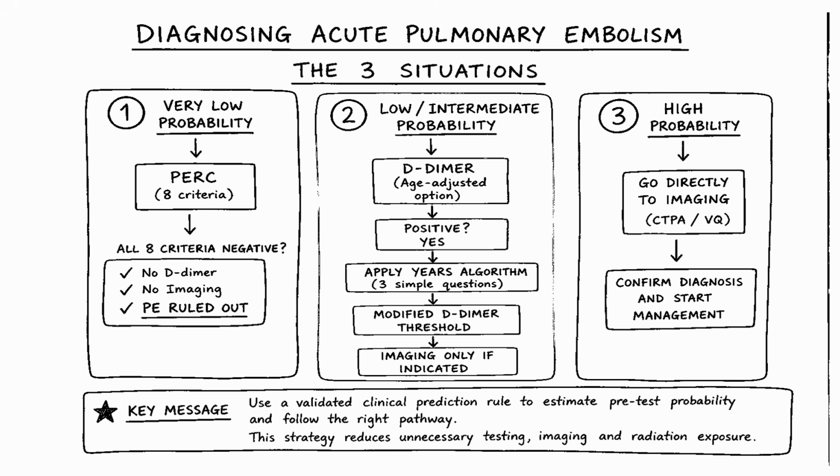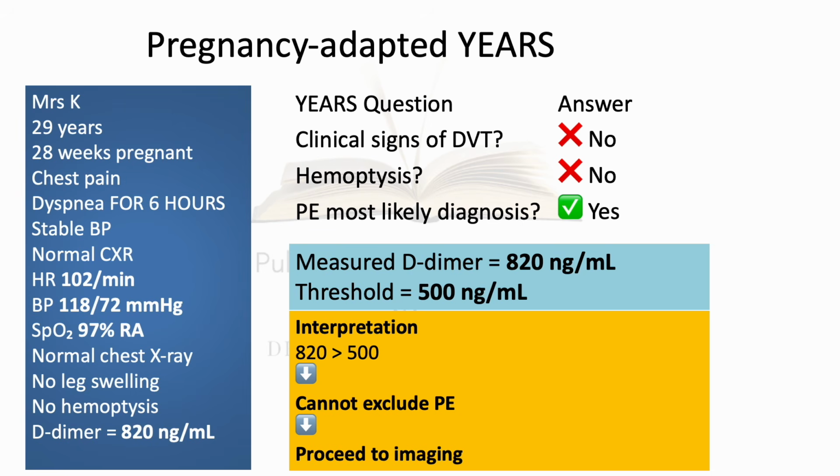So, when you're diagnosing acute pulmonary embolism, you have three situations: very low probability, intermediate or low probability, and high probability. For very low, do the PERC criteria and rule out. For low or intermediate, use D-dimer. If it's positive, use YEARS algorithm. Then look at the modified threshold and do imaging if indicated. And if it's a high probability, don't do any of this. Go directly to imaging, confirm, and start treatment.